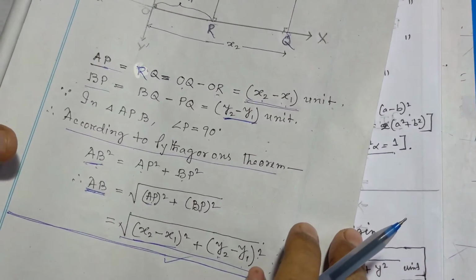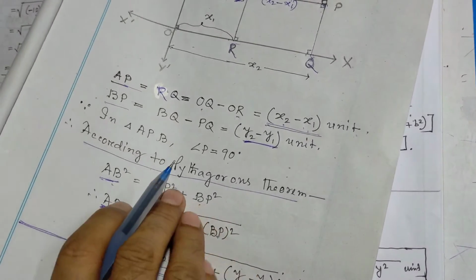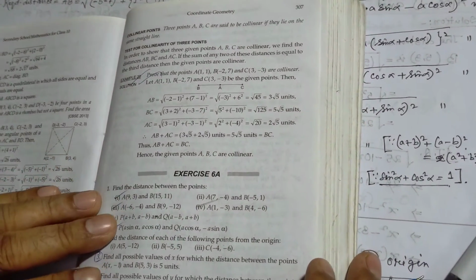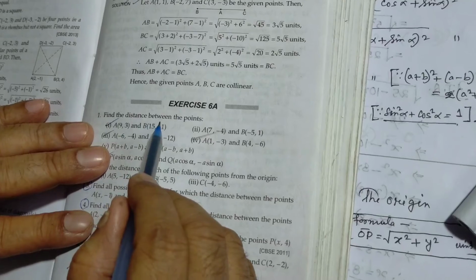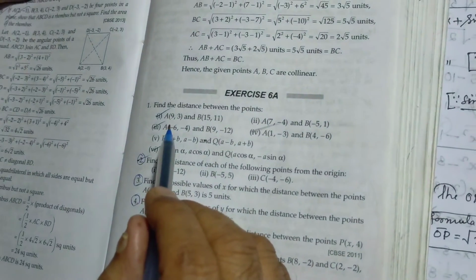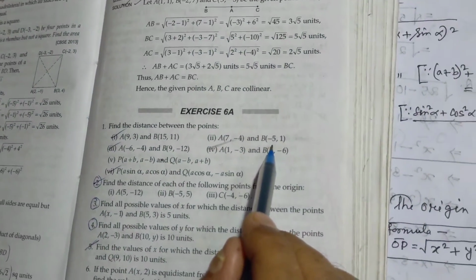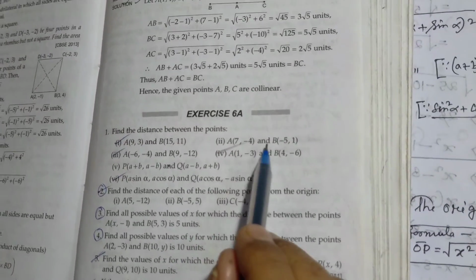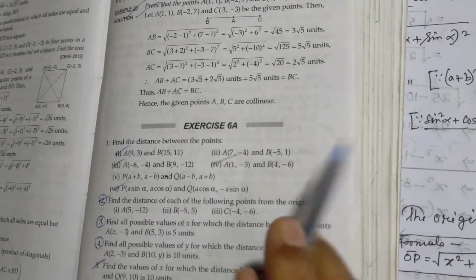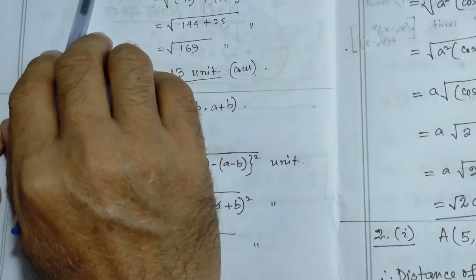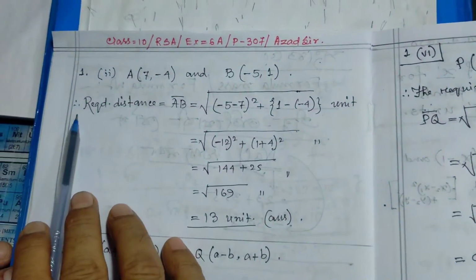Now I want to discuss how to write some numerical problems from your exercise. Now go to your exercise. In your exercise, the first question is there. Find the distance between the points. Here I have done 1 Roman 2 for your betterment. The point A is 7 comma minus 4 and the point B is minus 5 comma 1. I have written here in the copy A this, B this. You write like this.